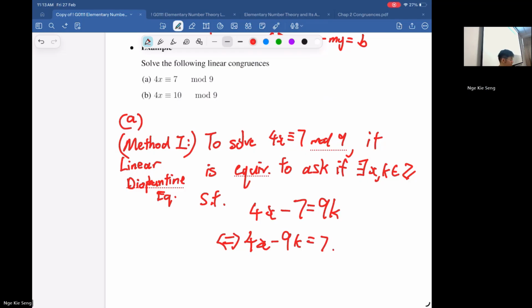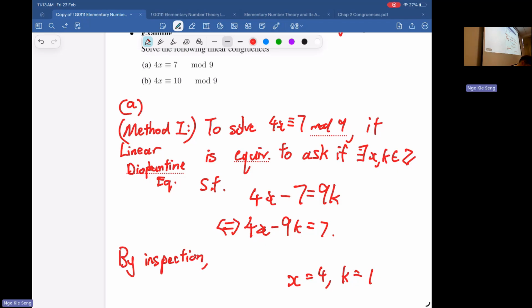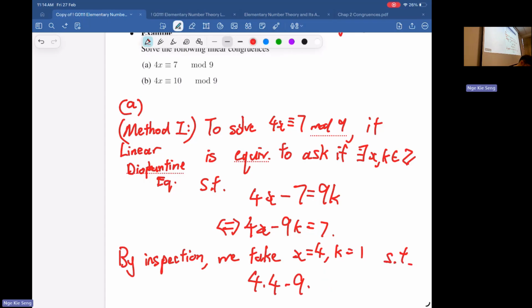x equals 2. x equals 4, and then 16 minus 9, k equals 1. Wait, 4 times 4 is 16, 16 minus 9. Okay, good. So by inspection, we take x equals 4 and k equals 1, such that 4 times 4 minus 9 times 1 equals 7. 16, okay, good.